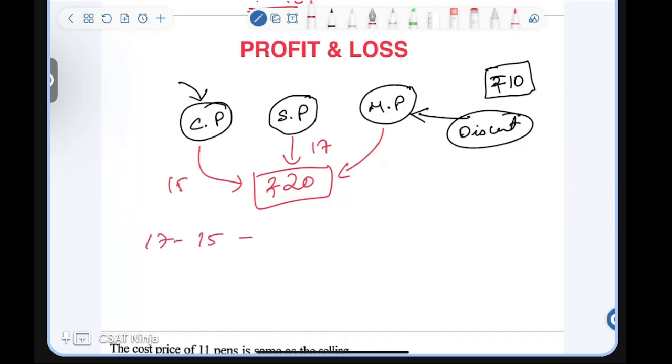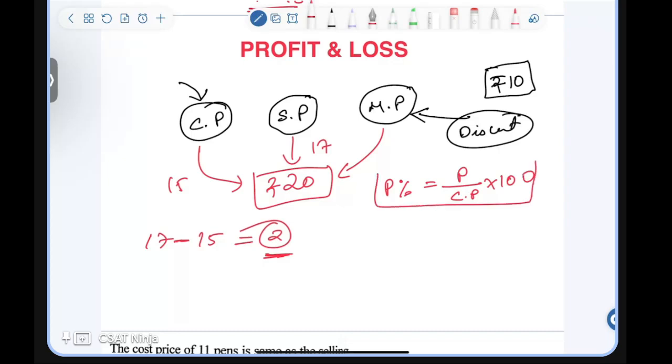That means there is a profit of how much? You are earning some money there, 2 rupees. So your profit here is 2 rupees. Then what if you are asked to find the profit percentage? Profit percentage means profit divided by cost price into 100.